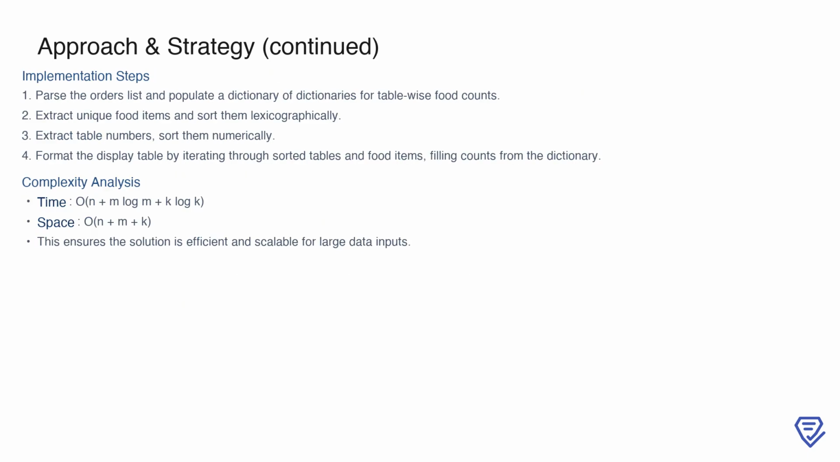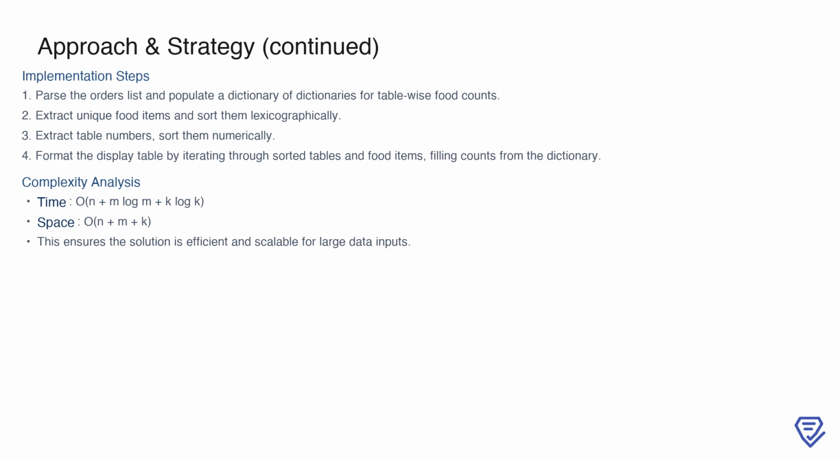The implementation of the chosen strategy involves a few clear steps. First, we parse the orders list and populate a dictionary of dictionaries to keep track of the food counts for each table. Next, we extract the unique food items and sort them lexicographically to define the column order. Similarly, we extract the table numbers and sort them numerically. With these sorted lists, we proceed to format the display table by iterating through the sorted tables and food items, filling in the counts from the dictionary. This ensures the display table is constructed in the correct format.